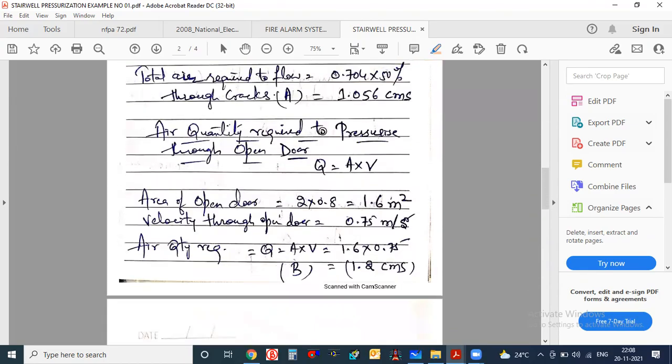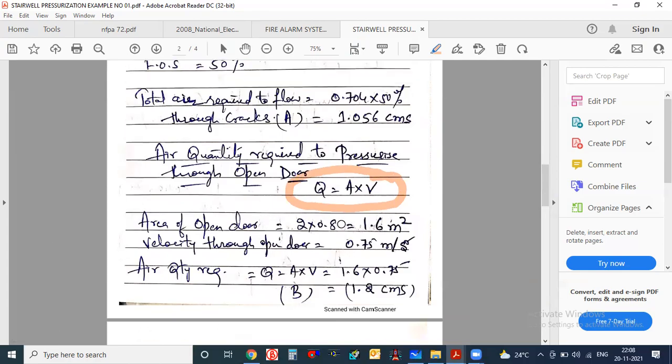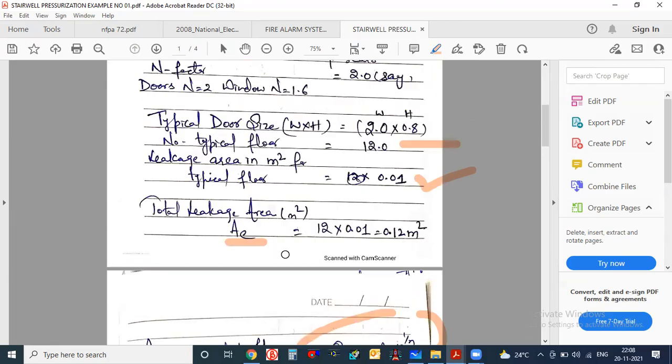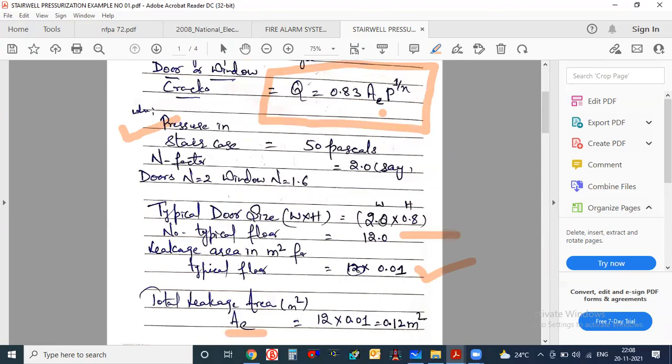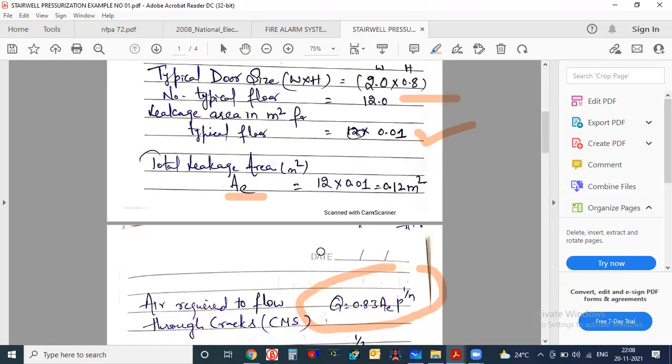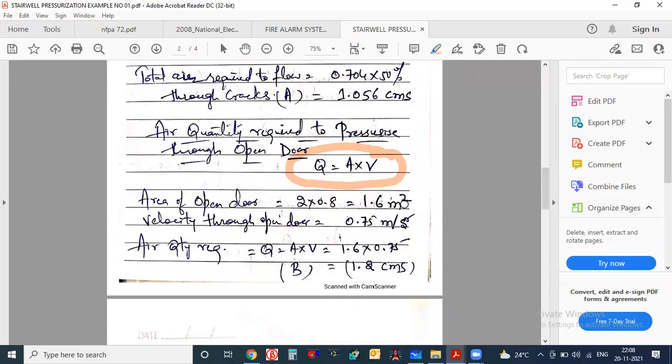And again, they have also done one calculation. If you want to calculate the air quantity through an open door, sometimes what happens, the door will be opening and closing. So for that, they have used this formula, equation of continuity, Q is equal to A into V. Area of open doors 2 into 0.8. What does this 0.8 mean? You have to go back here, 2 into 0.8. Okay, this is the size of the door.